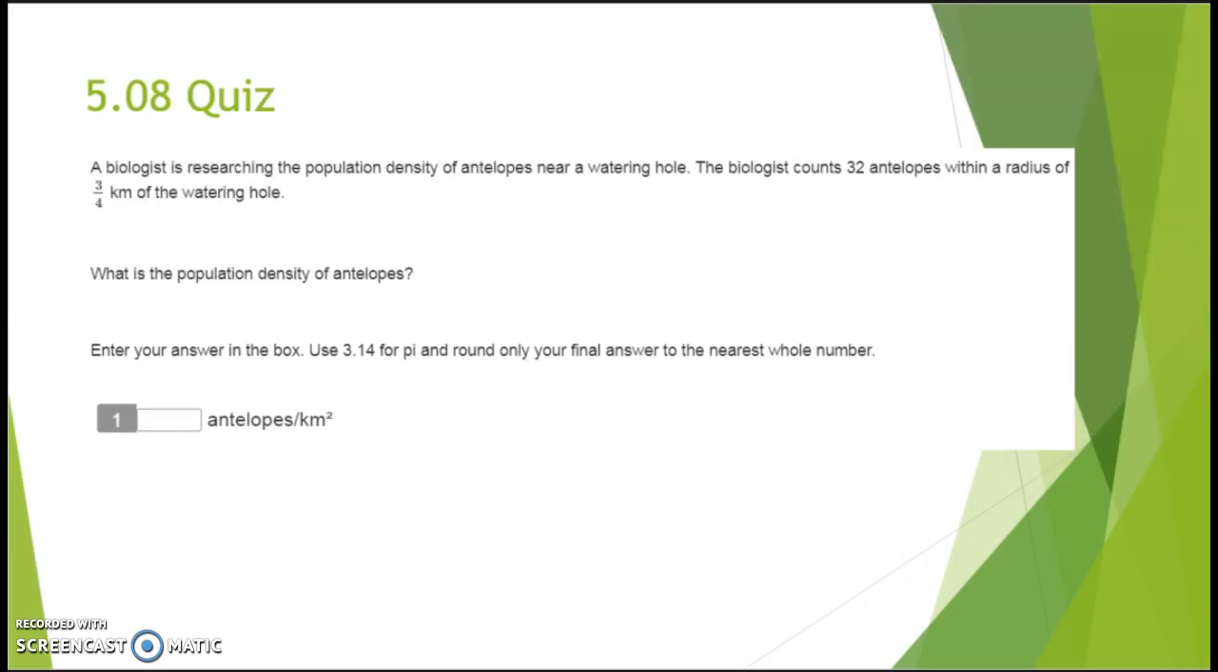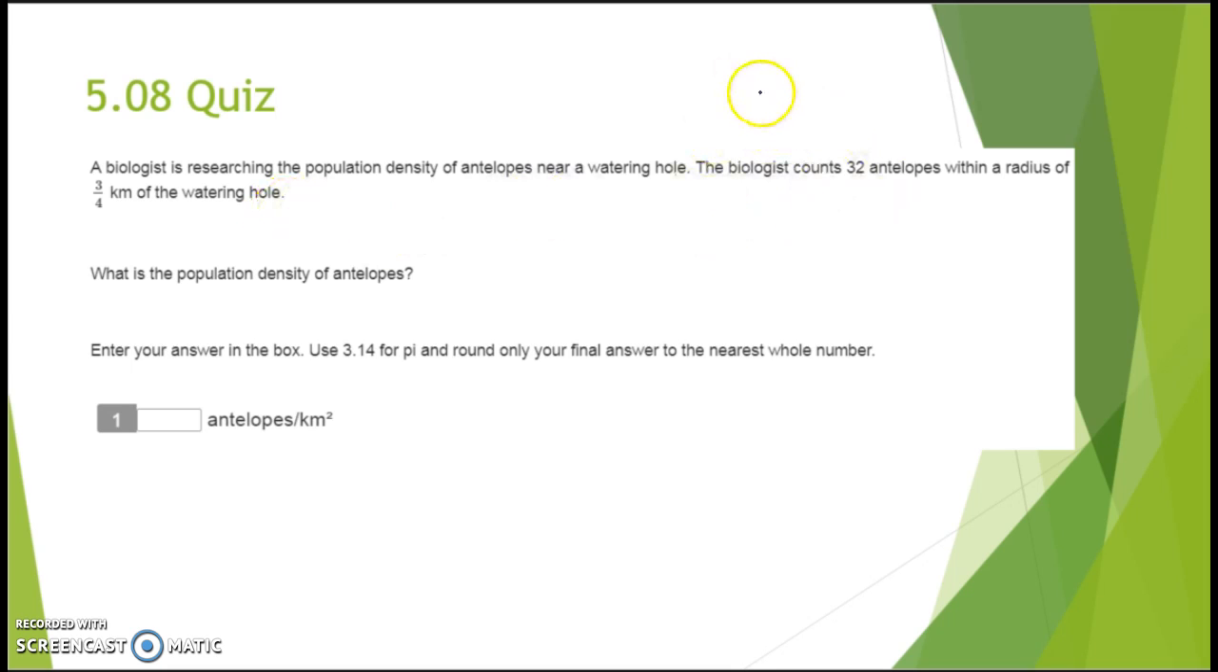All right, so this question is asking about population density, and that's a big topic for 5.08. First of all, the population density is going to be the population divided by the area that it's taking up. So this one, notice that it says a biologist is researching the population density of antelopes near a watering hole. The biologist counts 32 antelopes within a radius of 3/4 kilometer of the watering hole.